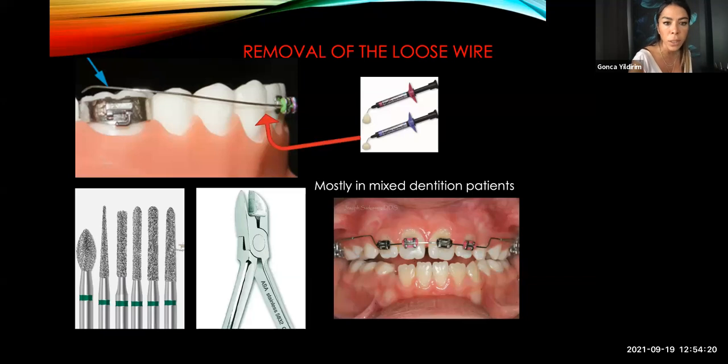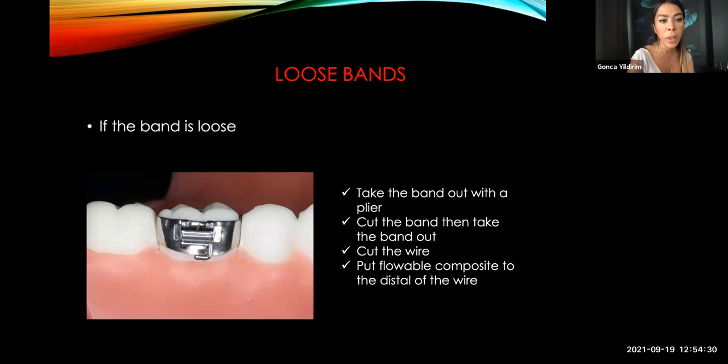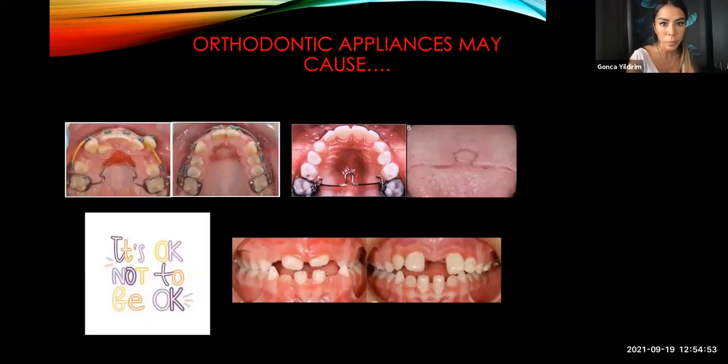If you cannot cut the wire, you can use those burrs with green stripe ones. You can cut the wire with the burrs. If the band is loose, for example, you can take it out with a plier in your clinic, or you can cut the band and remove the other parts. And if there's a wire coming through the band, you should cut it also, not to irritate the other soft tissues. And you should put, again, flowable composite to the distal sides of the wires.